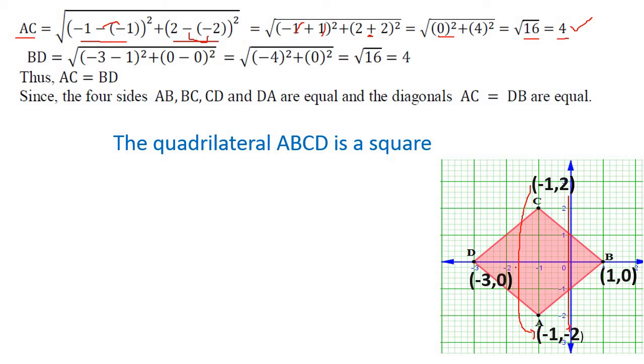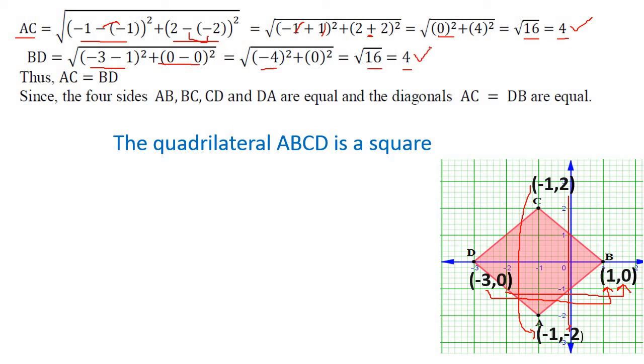Now let us find one more diagonal, which is BD. The distance BD is the square root of (x2 minus x1) whole square, which is (minus 3 minus 1) whole square, plus (0 minus 0) whole square, which is minus 4 square. Minus 4 square is 16. Square root of 16 is 4.